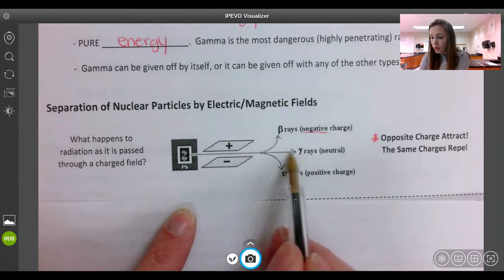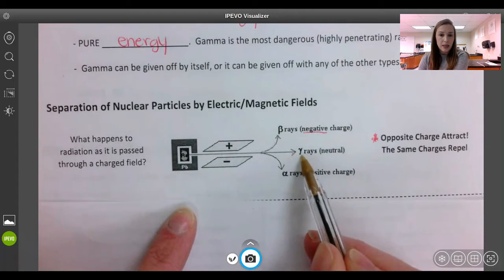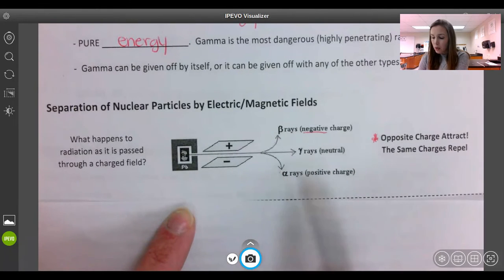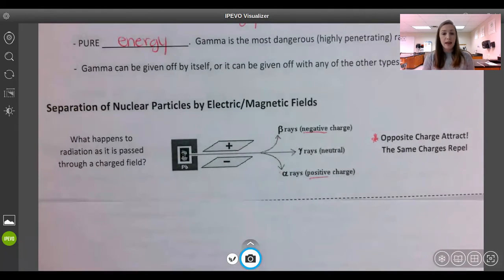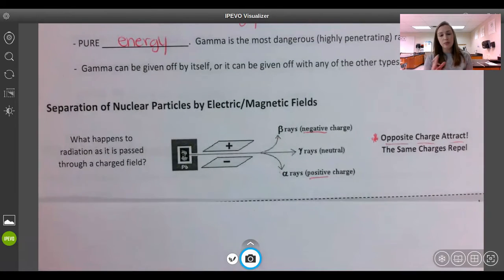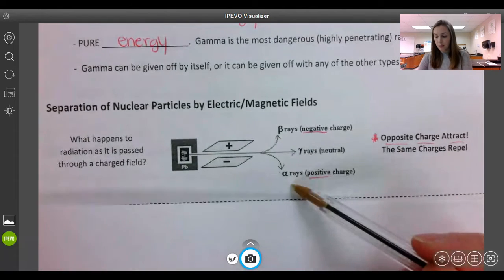If it goes straight through and it's neutral, most likely it's going to be gamma decay. But say it bends towards the negative plate, it would have to have a positive charge. So it might be alpha decay, a positron. So just remember, if you follow this idea of opposite charges attract, you should be able to figure out, using Table O, which type of decay it might be.